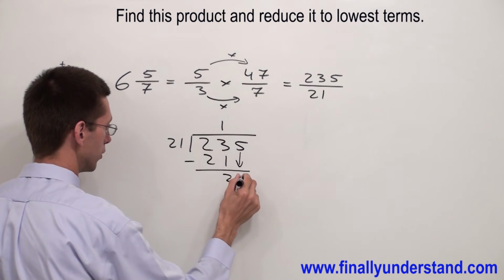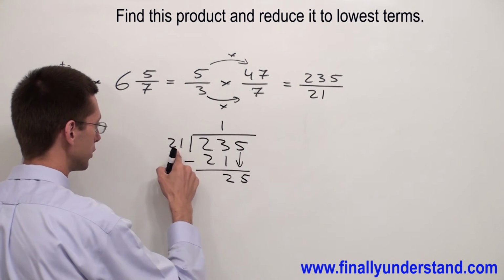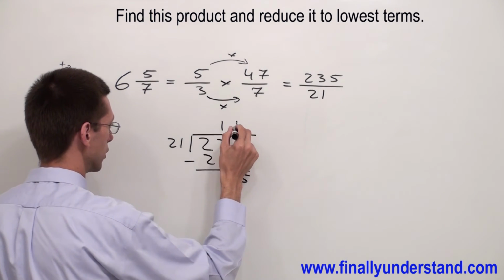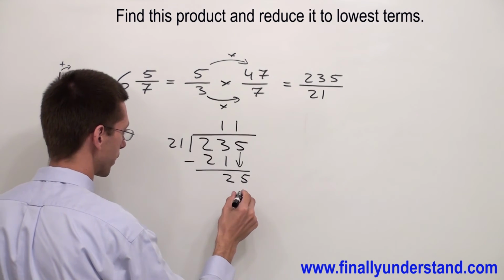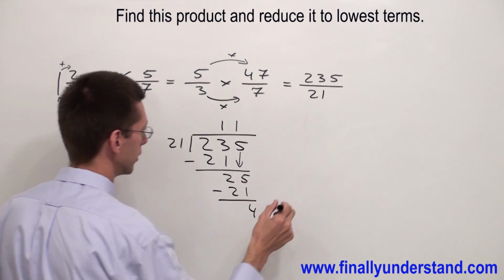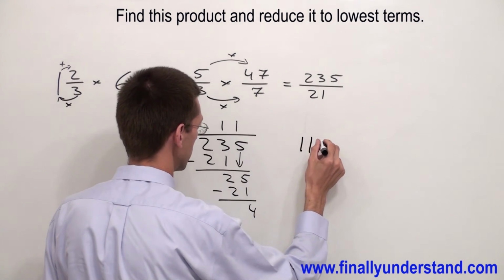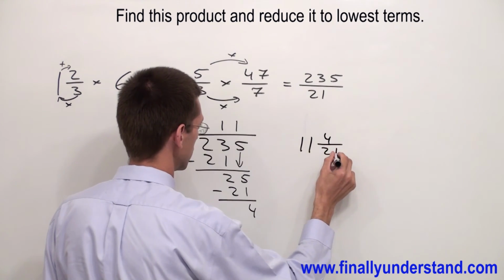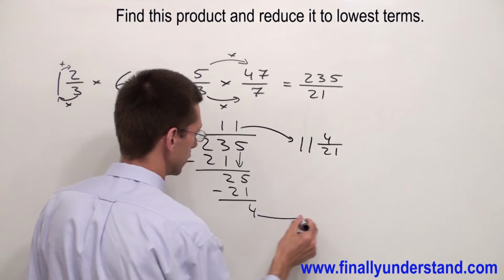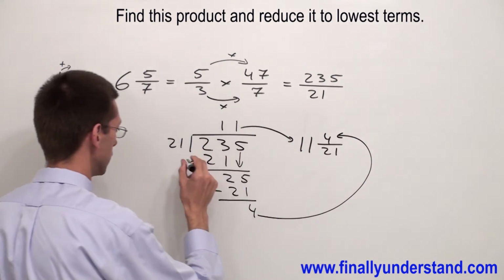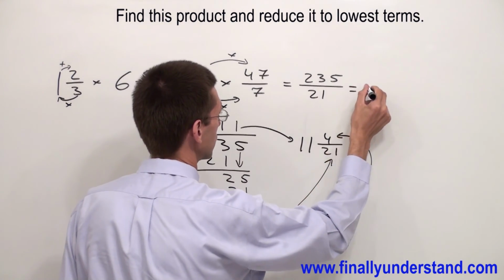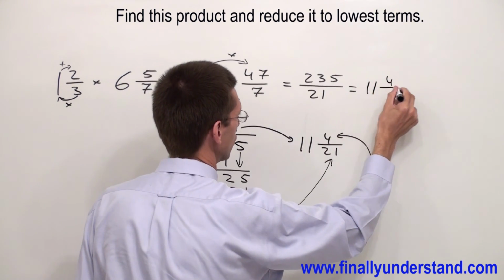Bring down 5. How many times 21 goes into 25? It goes once. 1 times 21 is 21. Subtract, this is 4. My answer is 11 and 4 over 21. Remember, the top number goes to the front, the remainder goes to the numerator, and the divisor goes to the denominator. So that's why my answer is 11 and 4 over 21.